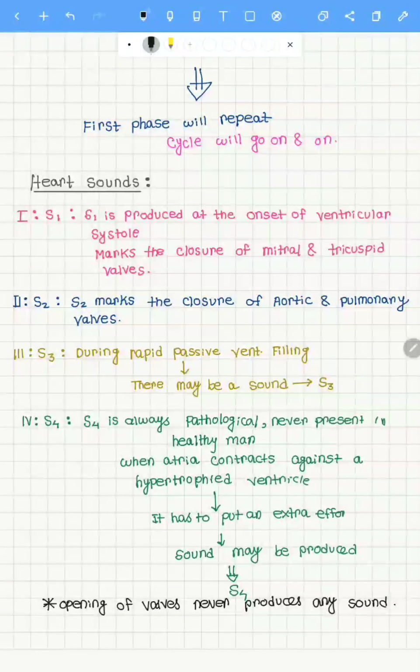So we are done with the heart sounds. We will now jump to our last segment, that is the pressure volume curve. So our next topic is the pressure volume curve. Let me write this, pressure volume curve. Then we will end this session. Pressure volume curve or PV graph.